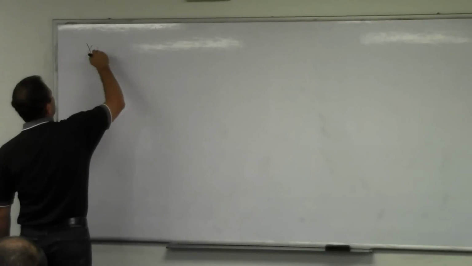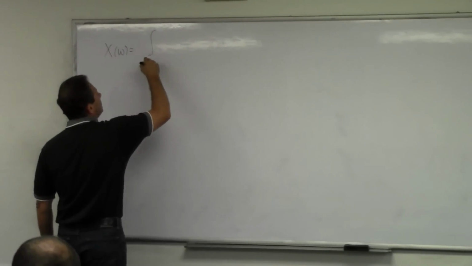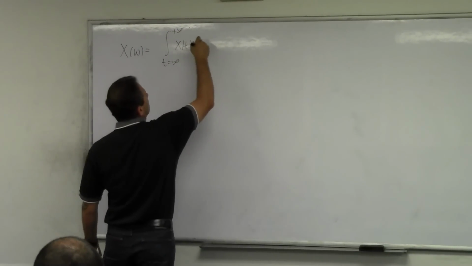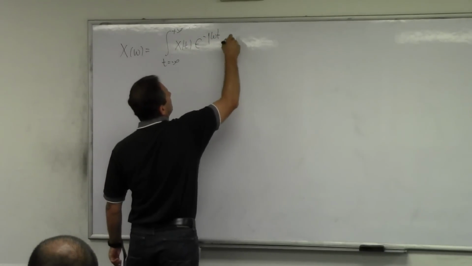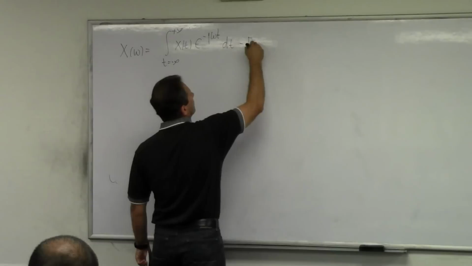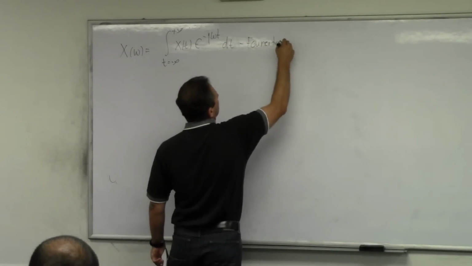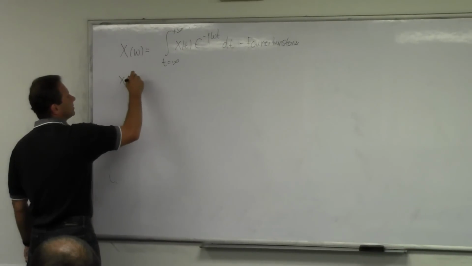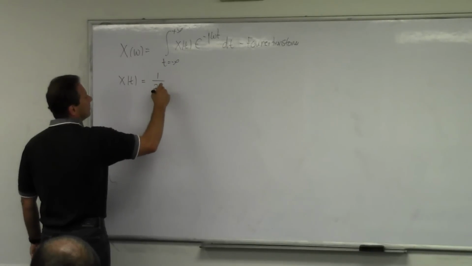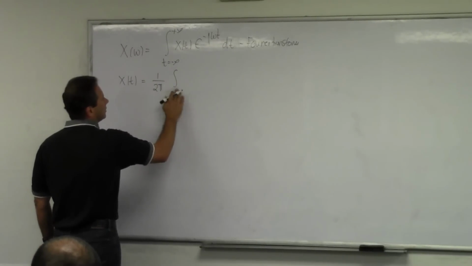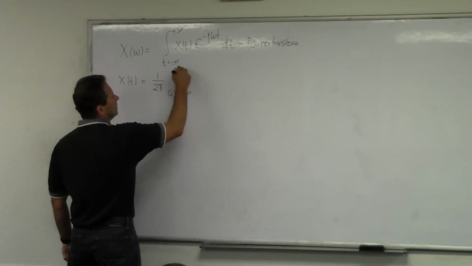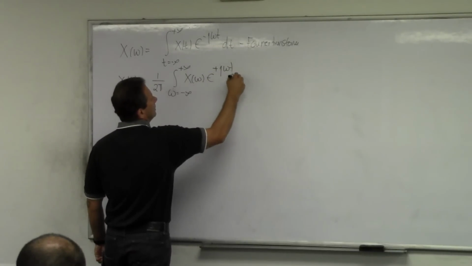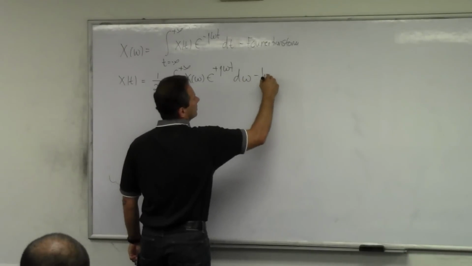You have X of omega equal to the integral when t goes from minus infinity to plus infinity, x of t e to the minus j omega t dt. That is what we can call still the Fourier transform. And then the other integral, how you get back your x of t, becomes 1 over 2 pi times the integral when omega now goes from minus infinity to plus infinity, X of omega e to the plus j omega t d omega. This is your inverse.